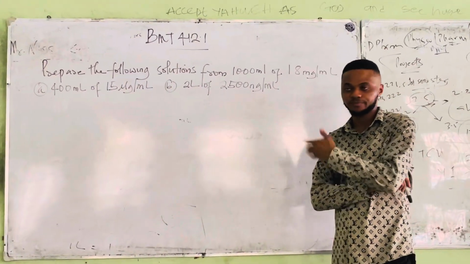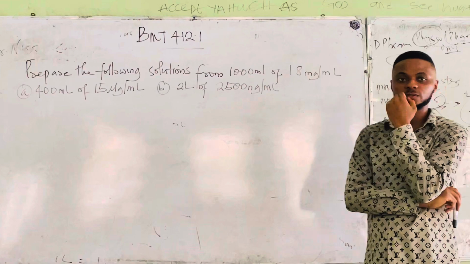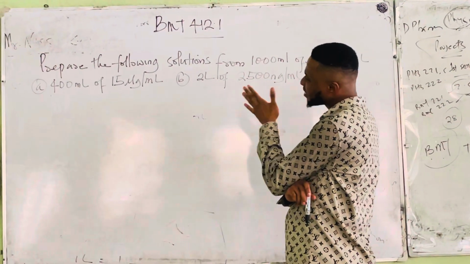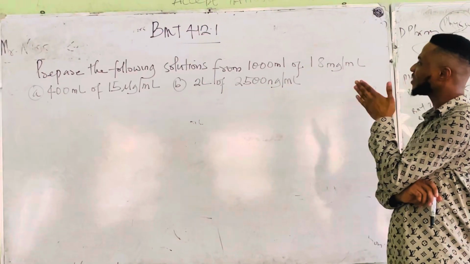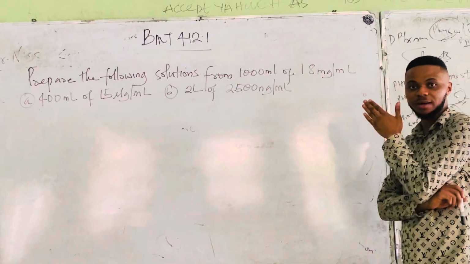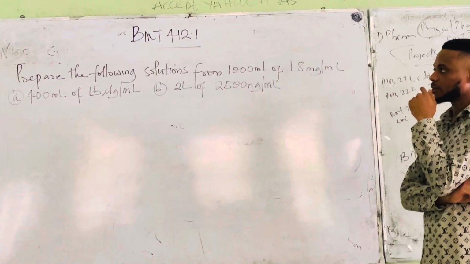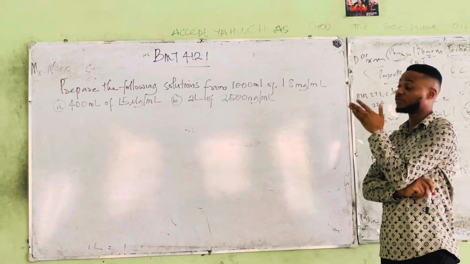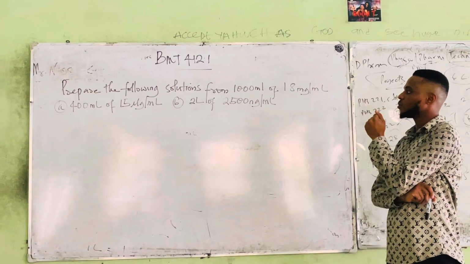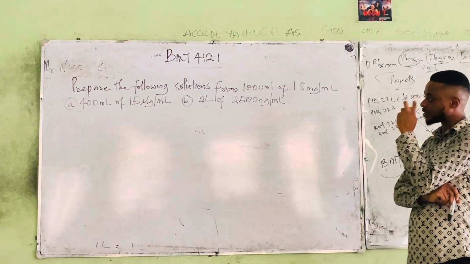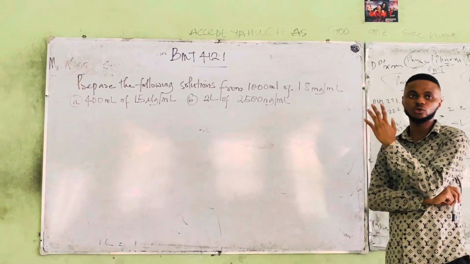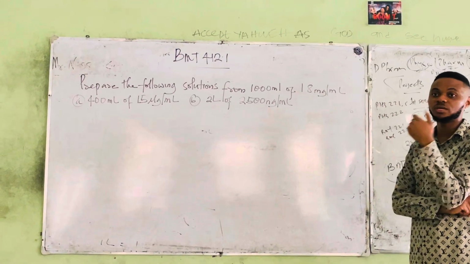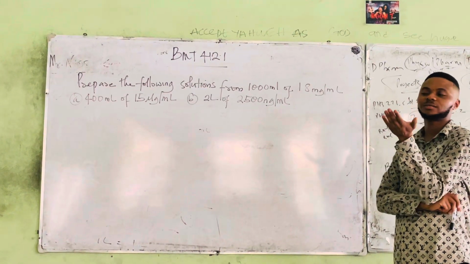So these are a new set of questions, still under preparation of solution. We are told to prepare the following solutions from 1000 ml of 18 milligrams per ml. So we have 400 ml of 15 micrograms per ml, and 2 liters of 2500 nanograms per ml. I told you that 1 liter is the same thing as 1000 milliliters, so 2 liters will be 2000 milliliters.